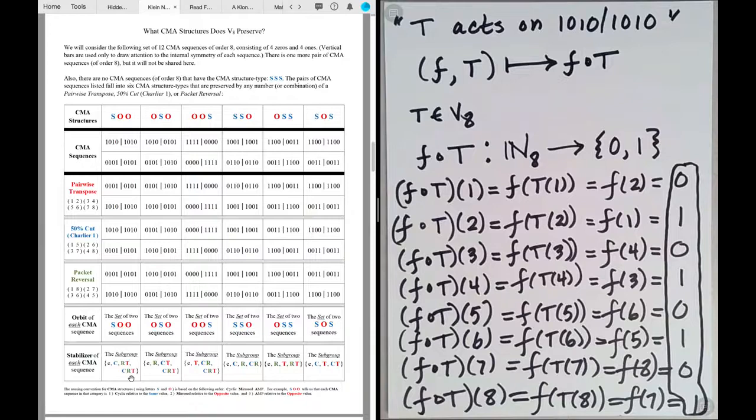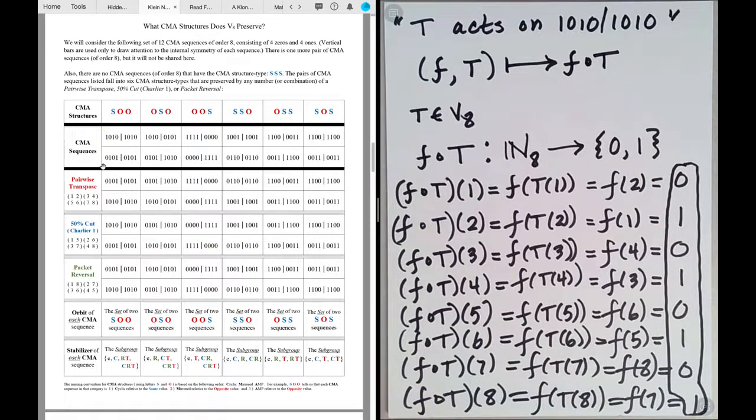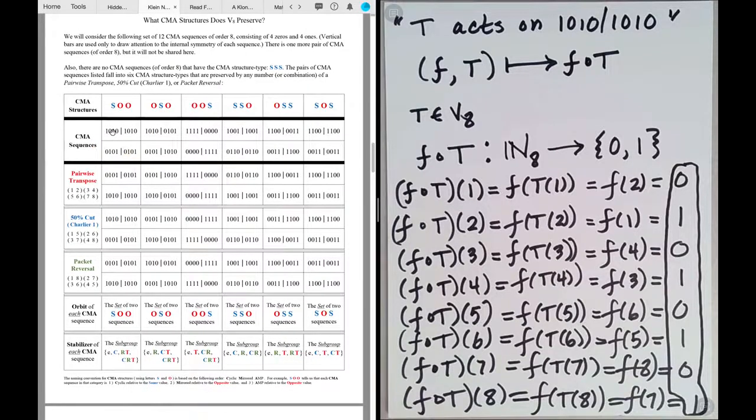And finally, there's just one more element in the stabilizer subgroup of 10101010. Namely, think about it. If C holds that CMA sequence fixed, and RT holds that same CMA sequence fixed, then the composition of those two, or you think of it as the product, if you like, the permutation product of those two, will hold that CMA sequence fixed. And once again, it doesn't matter in what order you list these group elements. Okay, and that gives you the full stabilizer subgroup for the CMA sequence listed right there. And that same subgroup here will be the stabilizer subgroup for the inversion of this top CMA sequence.